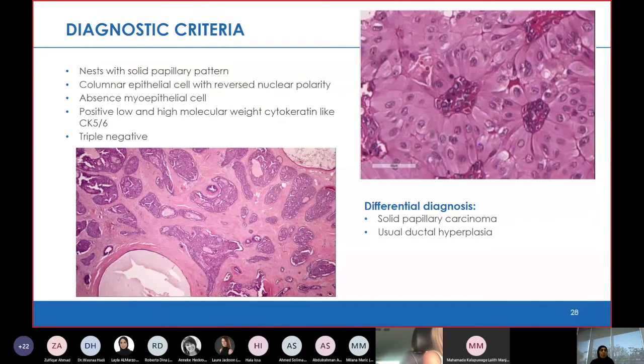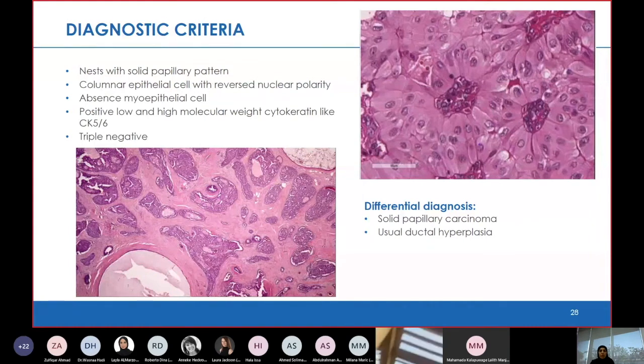It's usually triple negative, lacks myoepithelial cells, and is positive for high molecular weight cytokeratin CK5/6. Now, the differential diagnosis would be solid papillary carcinoma, and we can use immunohistochemistry: ER and PR will be positive in solid papillary carcinoma and negative in tall cell carcinoma with reversed polarity. CK5/6 also will be positive in the new entity, while negative in solid papillary carcinoma.